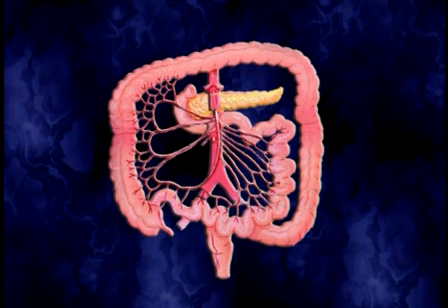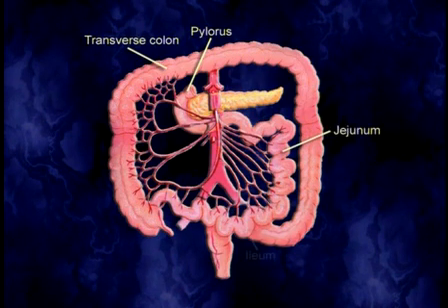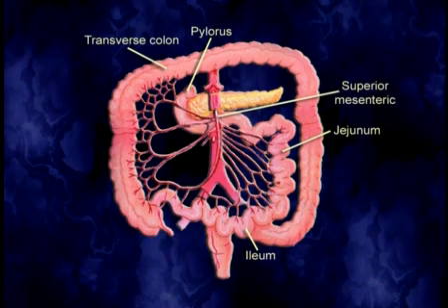This shows the colon lifted up. Transverse colon is lifted up and away. And here's the pylorus and a representation of the small bowel, jejunum, and ileum. If you remember, we looked at the first vessels that came off the aorta that supplied the liver and stomach. The next vessel down is called the superior mesenteric artery.